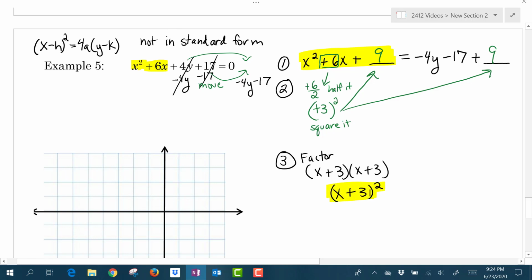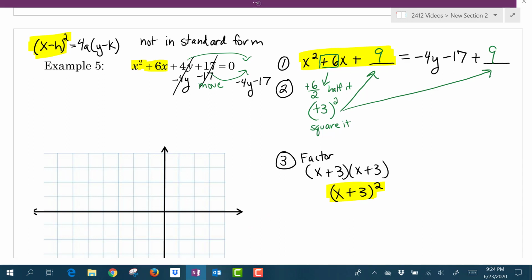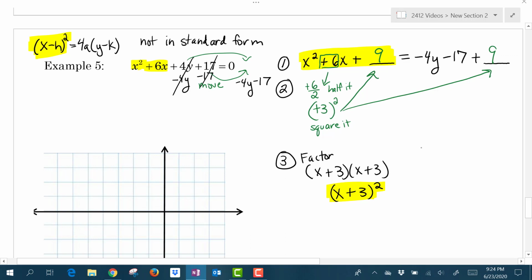Now you'll notice also that the left-hand side now looks like the form we want. We wanted x minus h quantity squared, and now that's what we have on the left-hand side. So we're looking more like the standard form. Okay, now on the right-hand side we have to do something as well. On the right-hand side we're going to combine the like terms. So negative 4y, we have minus 17 plus 9, that gives us a negative 8.